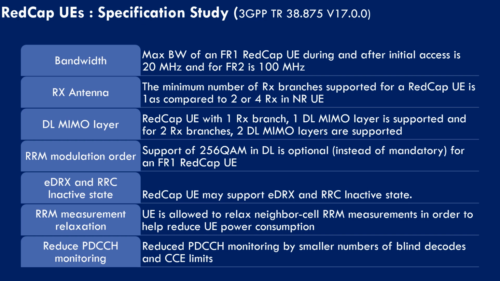RRM measurement relaxation. This is another higher layer feature for RedCap UEs that can be enabled by the network. In RRC idle or inactive states, the UE is allowed to further relax neighbor cell RRM measurements in order to help reduce UE power consumption. And finally, reduced PDCCH monitoring by a smaller number of blind decodes and CCE limits. So this was the study done in Release 17 and the final outcome of these studies is on this screen. You can pause and take a look.